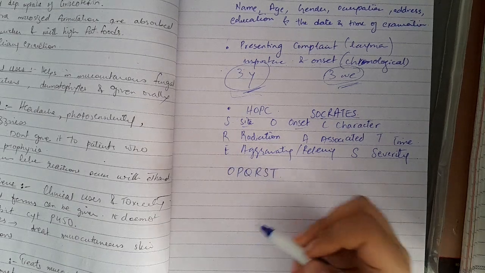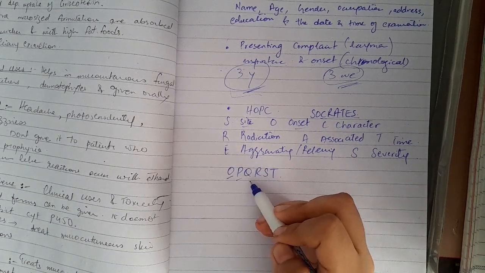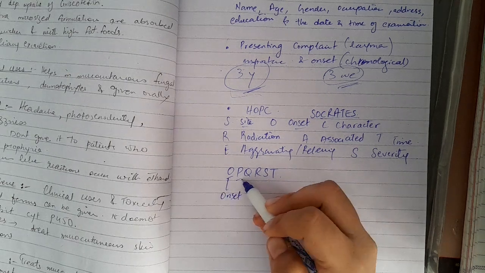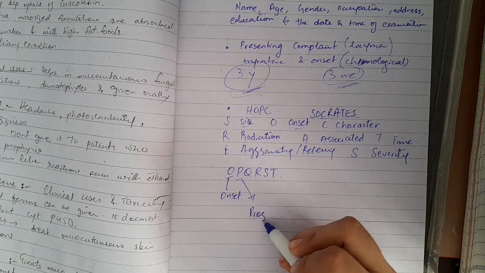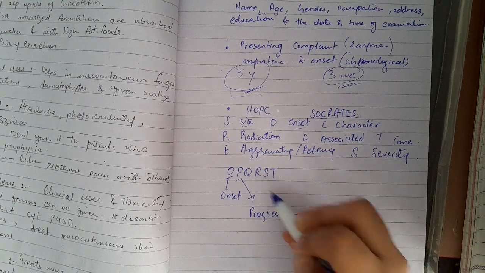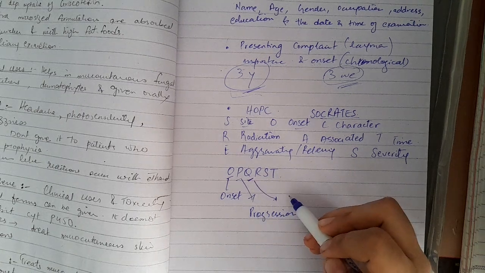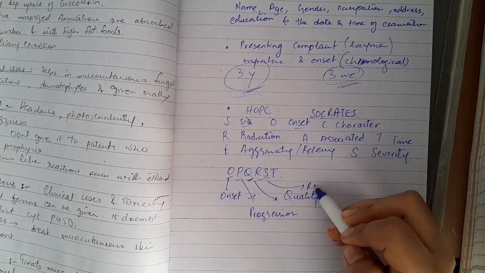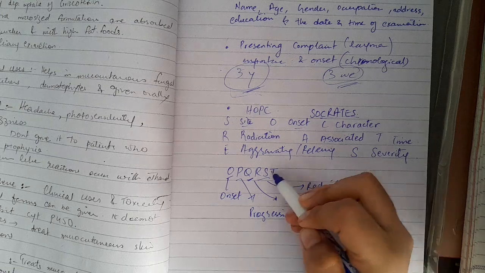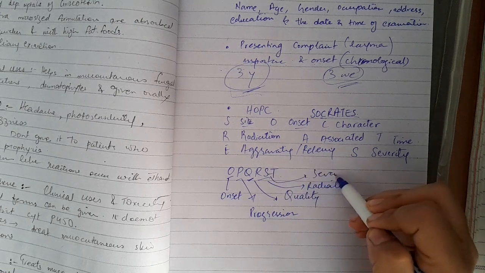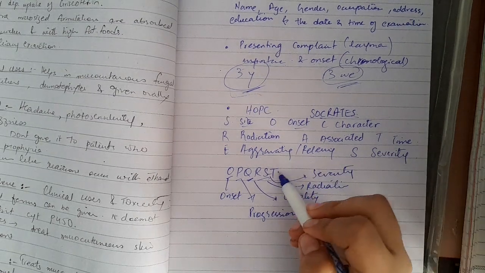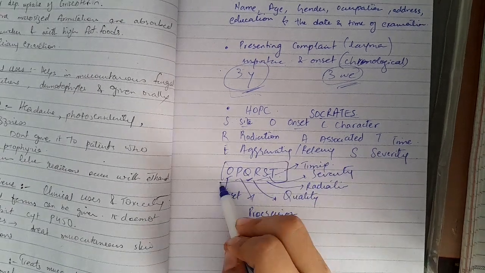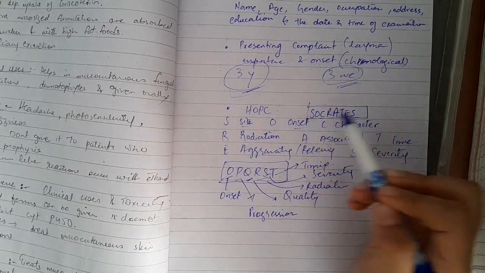OPQRST criteria. Okay, this is also onset, progression. This is the onset of anything, the progression, whether it is slow, fast, gradual. Okay, next we move on to Q. Q is the quality, R is the radiation, S is the severity, okay, and T is the timing. OPQRST. You can also use this, or you can use Socrates for pain.